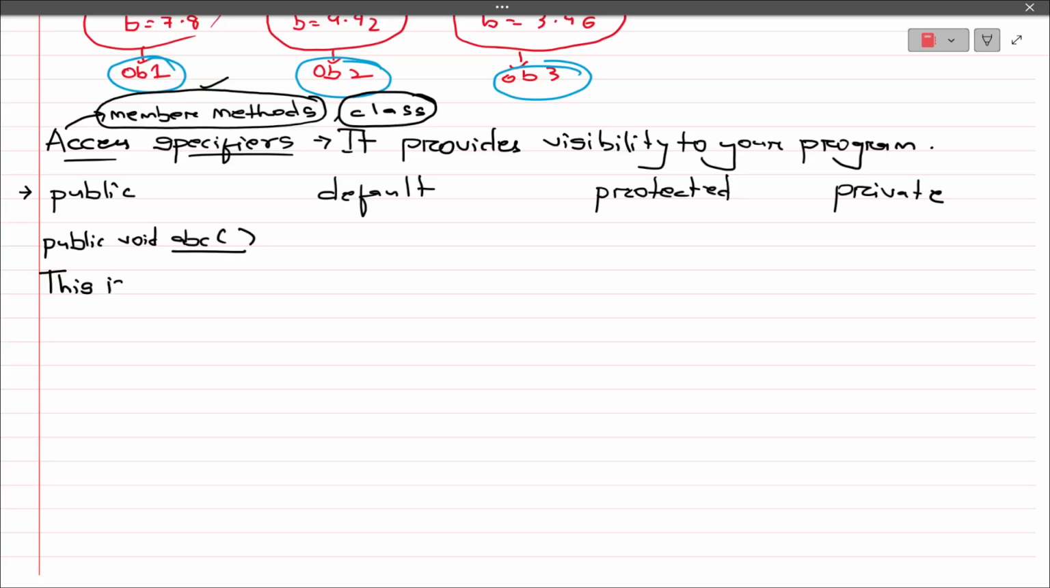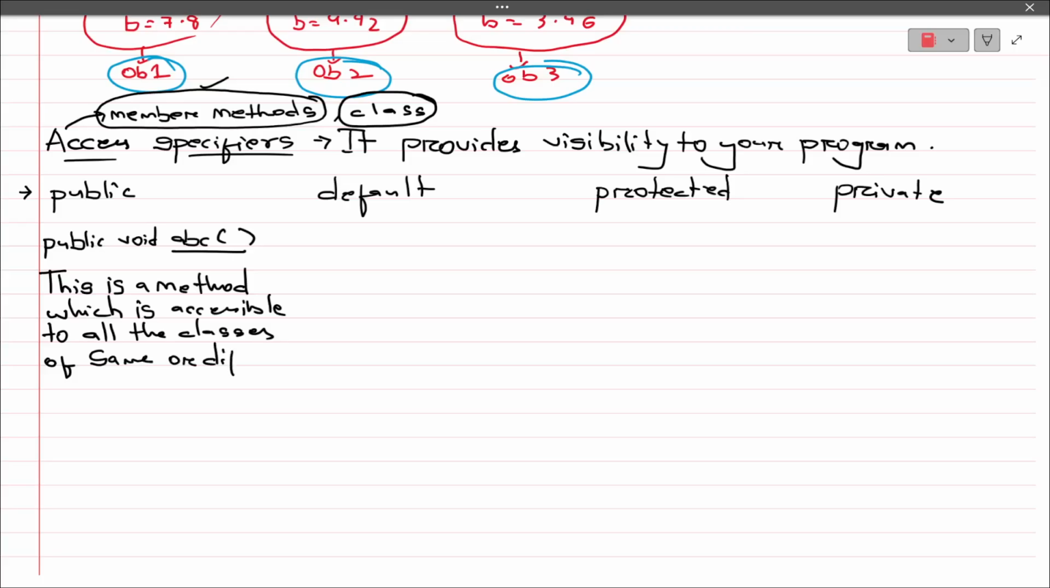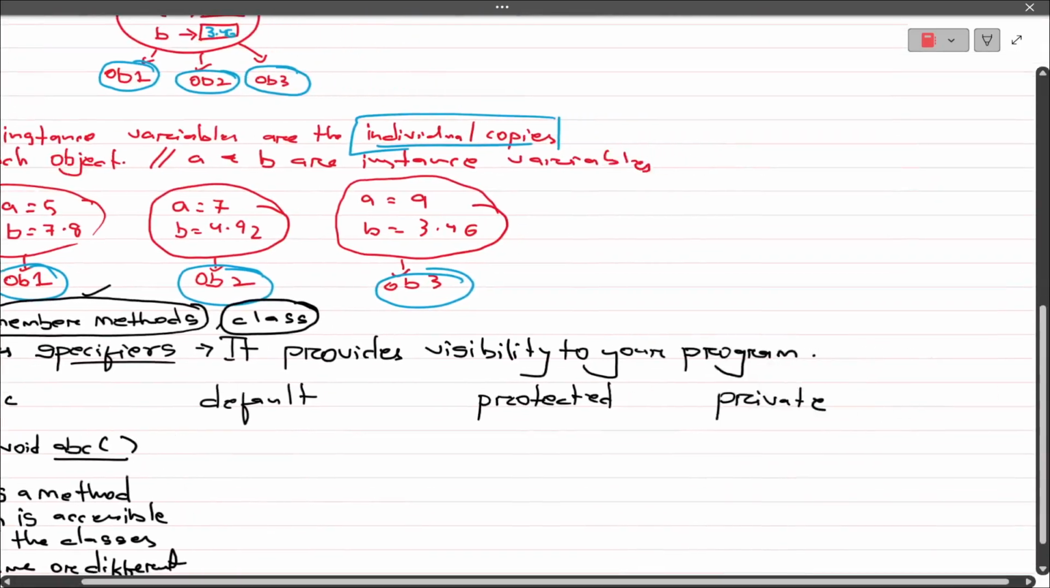So we can say this is a method which is accessible to all the classes of same or different package. I will be explaining every part, do not worry. What does same package and different package mean? First, let me clear this particular part.